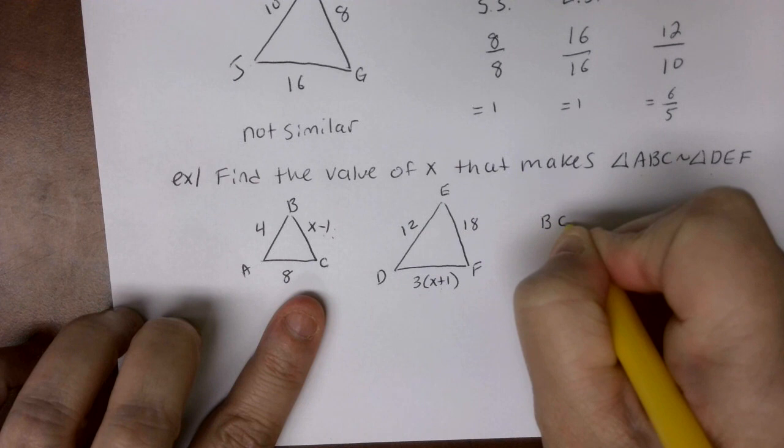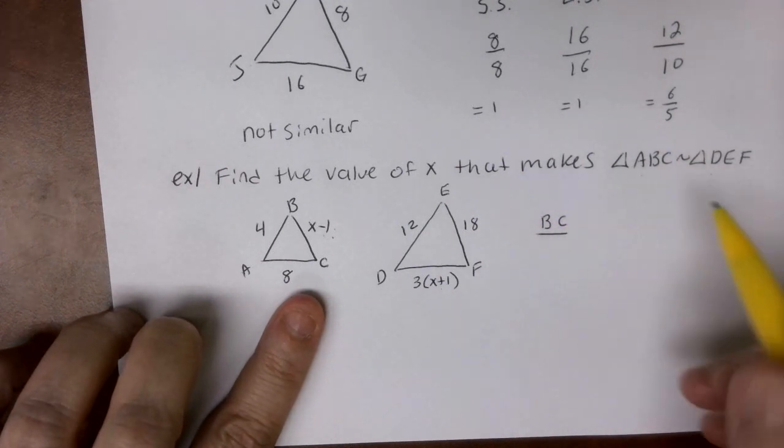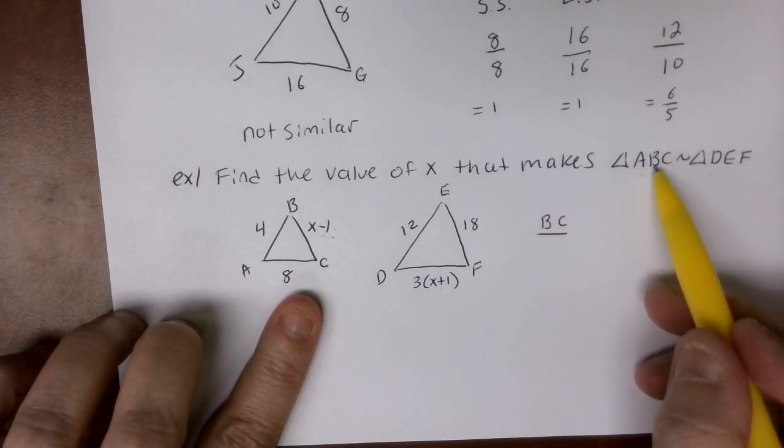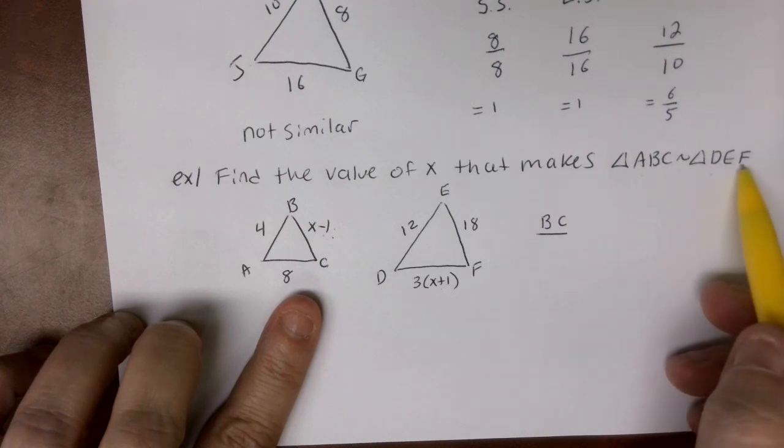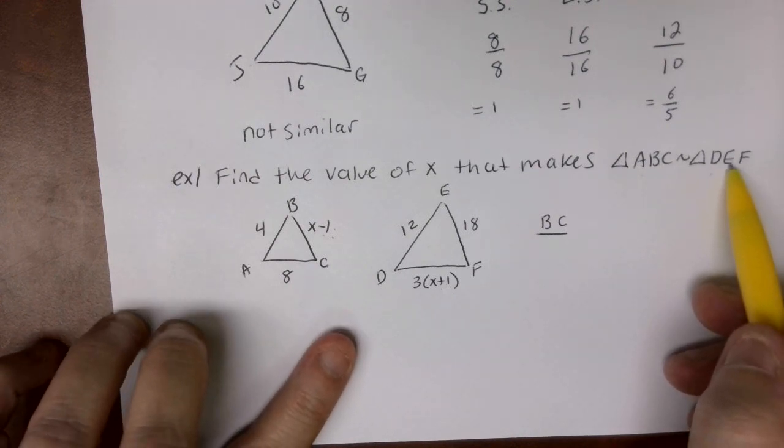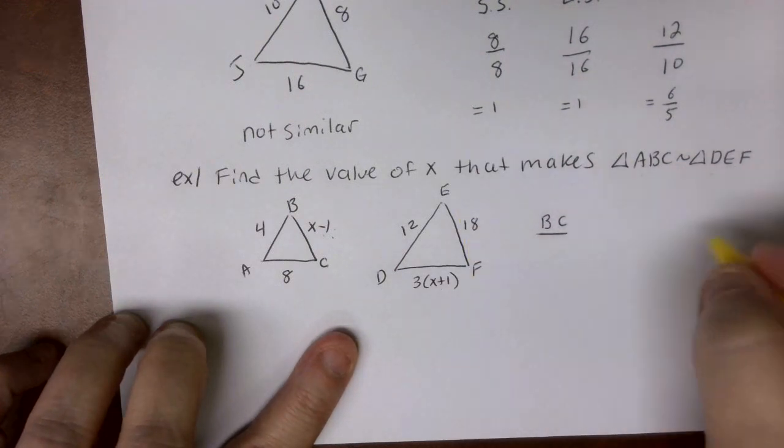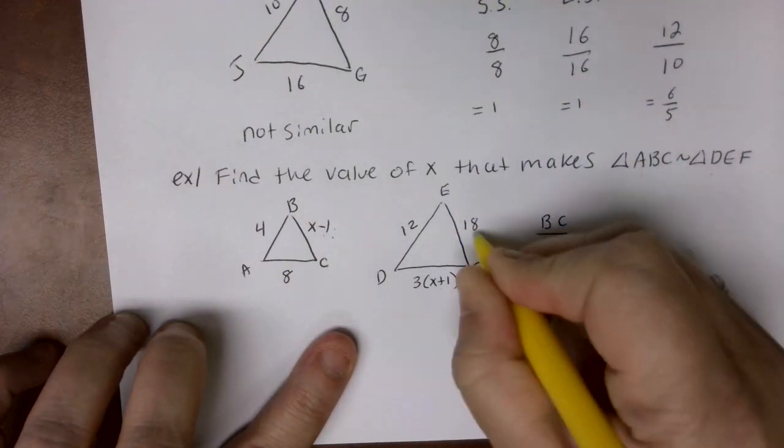So this is side B to C. Now, when I use my similarity statement, B to C was these last 2 for this one. So that means that has to match up with the last 2 on this one. So the E to F. Well, my E to F is at 18.